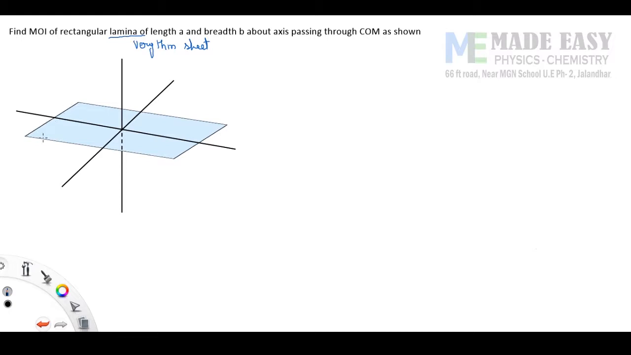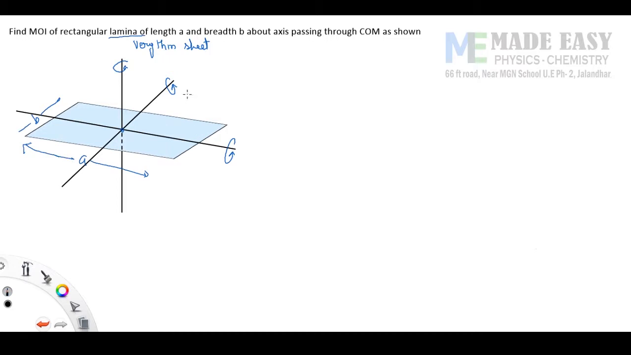What is the significance of this lamina? The lamina actually means the whole mass of the body is distributed on its surface only. There is no thickness, right? So you have to find moment of inertia of this sheet about three axes passing through the center of mass. One is this axis, one is when it rotates about this axis, and one is when it rotates about this axis. It's given that its length is A and breadth is B.